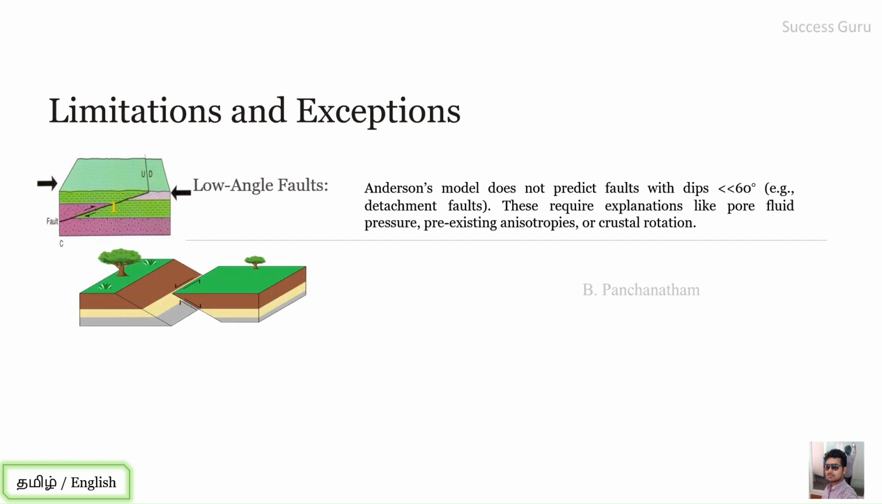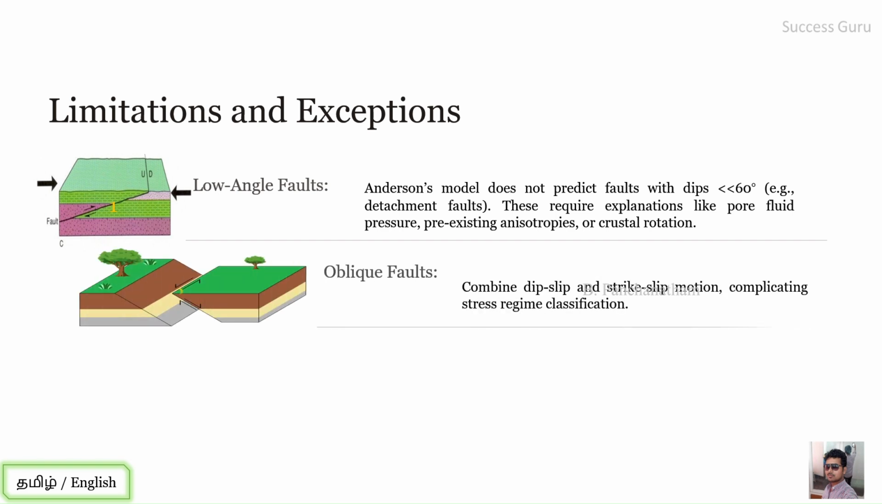The second one is that, as you know, there are strike slip faults and dip slip faults, right? There is also the oblique fault, where the displacement is not parallel to strike and not parallel to dip either. It is at a certain angle. So this sort of oblique faulting cannot be explained in this Anderson theory of faulting. So this is the second limitation.